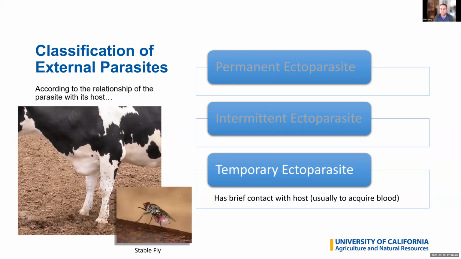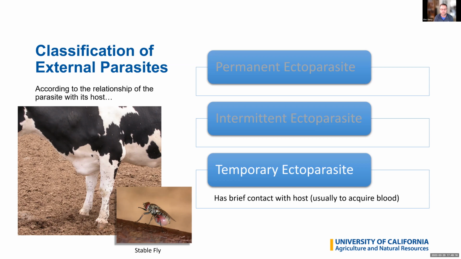And then finally, we have temporary ectoparasites. So temporary ectoparasites are those ectoparasites, those insects, primarily flies, many of them are flies, that have very brief contact with the host, usually contacting the host only long enough to acquire a blood meal. So they might land on the animal, take a blood meal, and then they depart and they rest or spend the rest of their time in the environment someplace separated from the animal.